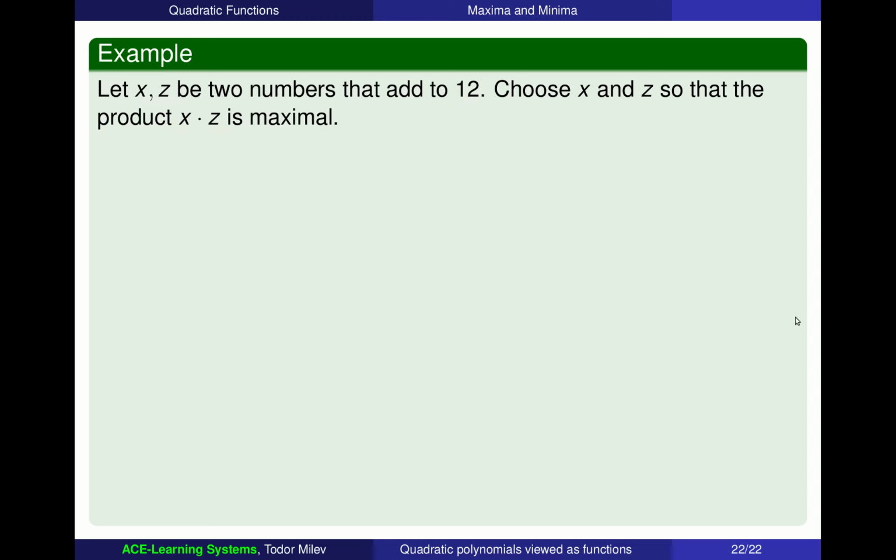Okay, so we read our problem. Now let's try to formulate the various statements of the problem into formulas. First of all, what are we trying to do? We're trying to maximize the quantity x times z. So we're trying to make this as large as possible, x times z. What are we given? We are given that the sum of x and z is 12. So we're given that x plus z equals 12.